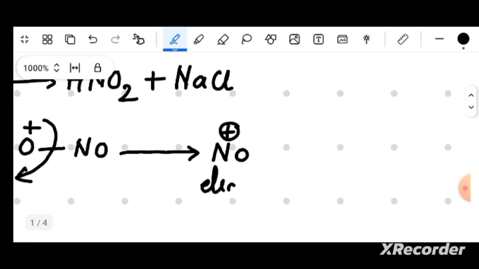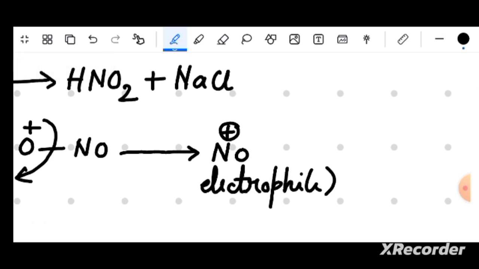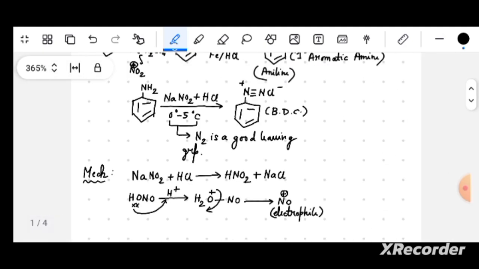This is an electrophile obviously because it has positive charge. It needs electrons, so it loves electrons. That's why it's electrophile. Electrophile means electron loving.